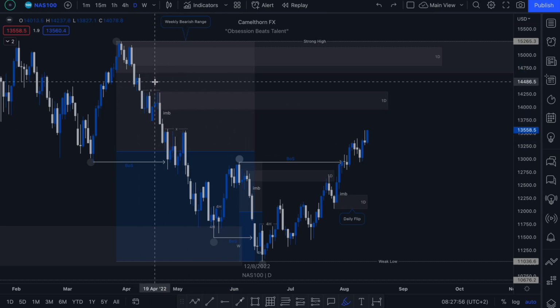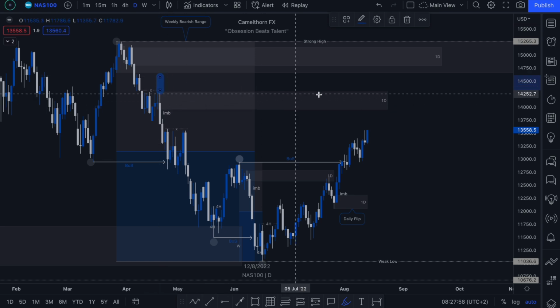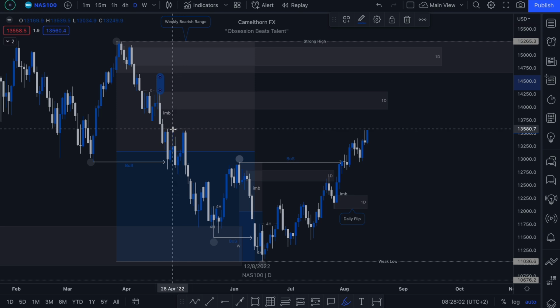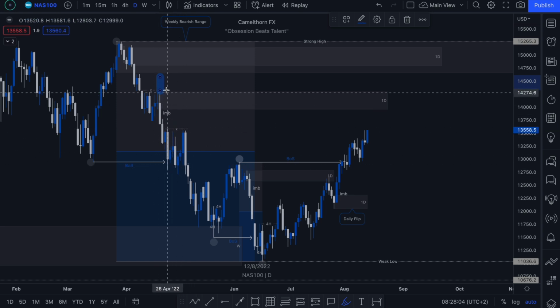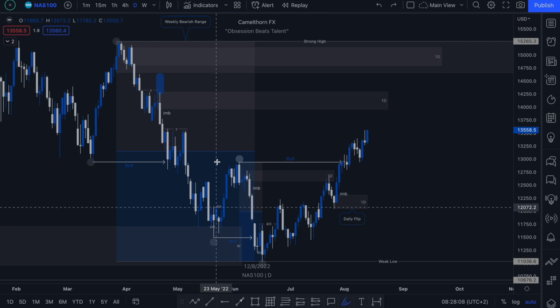We can see that we have a valid zone that's formed. We have the engulfing candle, we have the imbalance, we have the break of structure that resulted from that zone, and we also have some nice liquidity sitting above it.